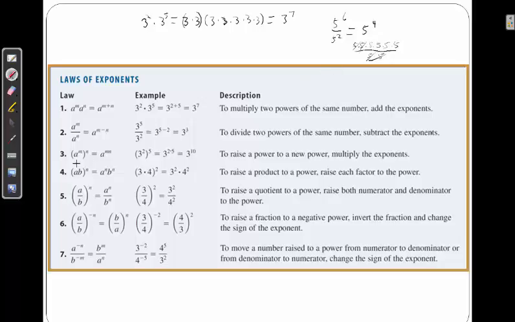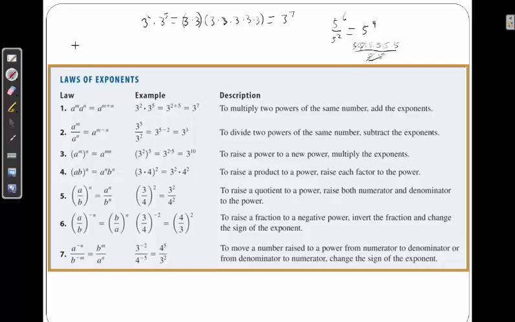Moving on to Law 3. On Law 3, we have an exponential expression, a to the m, raised to another power. When you have an exponential expression raised to another power, you just multiply the exponents. That's fairly easy to see why as well, just by Law 1.